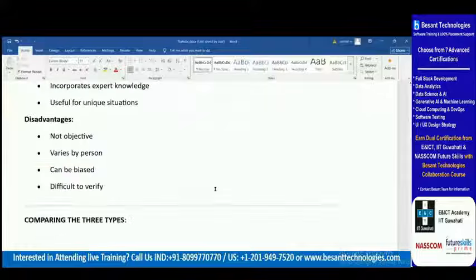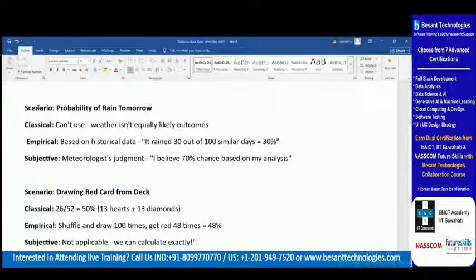So that is about all these probabilities. And in short, we will compare. Okay, so in the scenario, we are going to judge whether there is a probability of rain tomorrow or not. In classical, we can't use weather because the outcomes aren't equally likely. We don't know about the outcomes, like what is going to happen tomorrow. So we cannot use this kind of thing in classical.